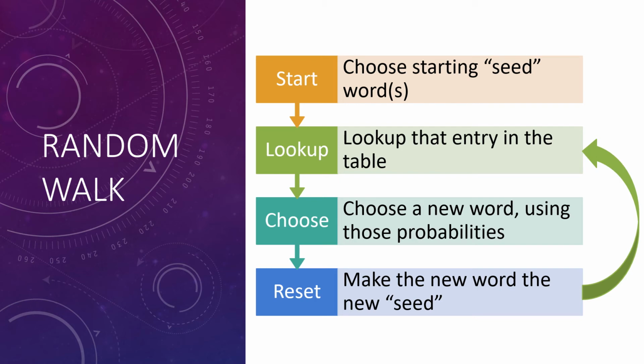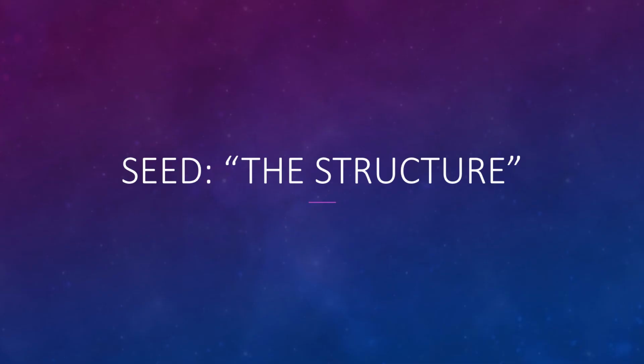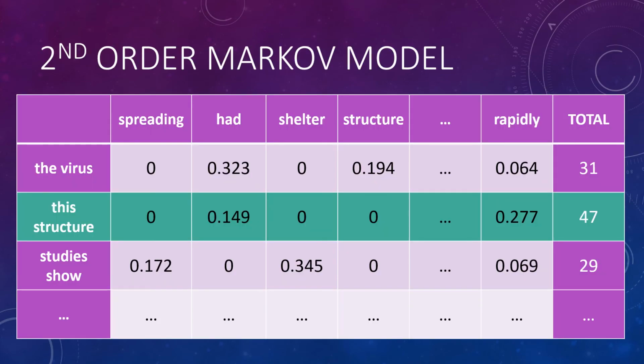Let's walk through an example using our second-order Markov model we just generated. Since we have a second-order Markov model, our seed needs to be 2 words. We'll choose the phrase, the structure. We now need to look up this phrase in our table. This row tells us the probability of each possible new word to add to our output.